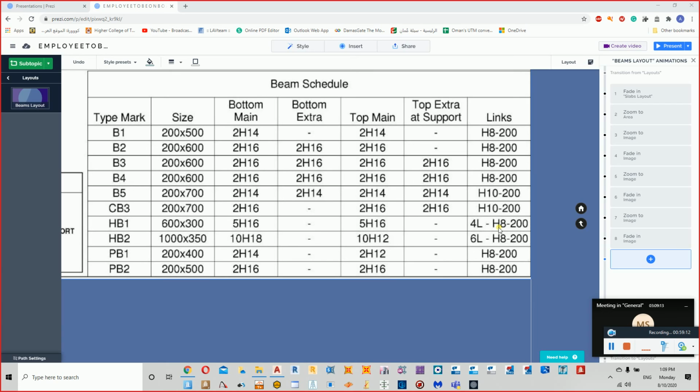We know what's H8 and 200, but we don't know what's 4L and 6L. Okay, when it comes to 4L and 6L, they are referred to legs. So we are talking about 4 legs here, and then here we are talking about 6 legs. What's the meaning of 6 legs? It means how many sides of links are there.